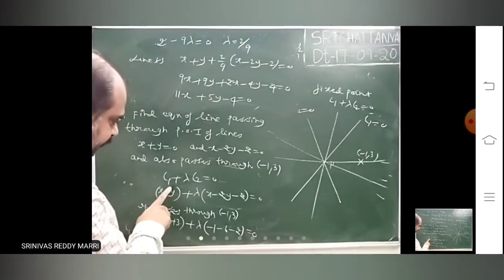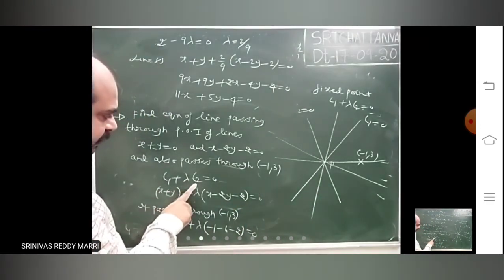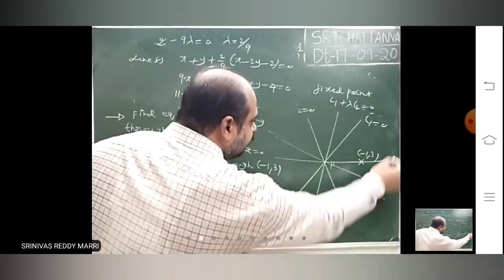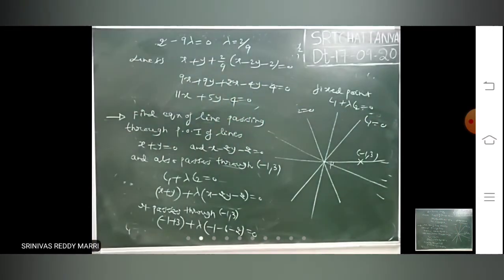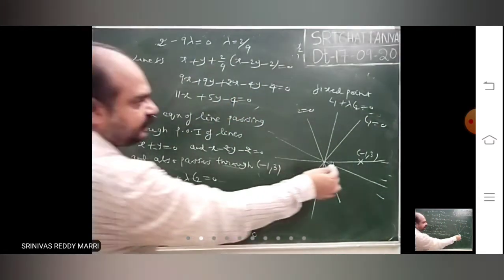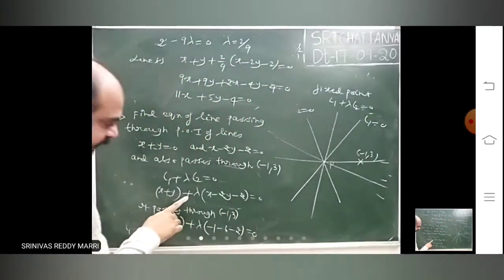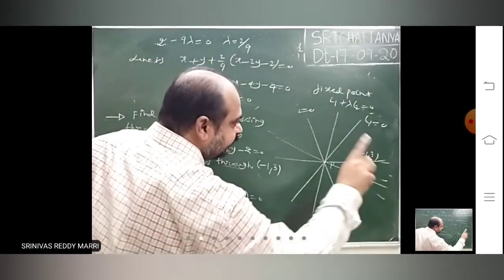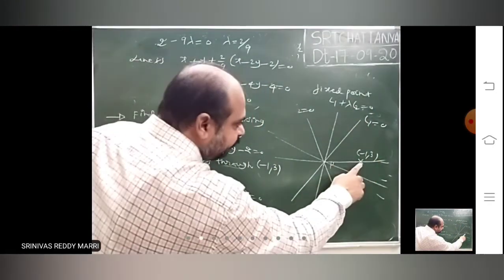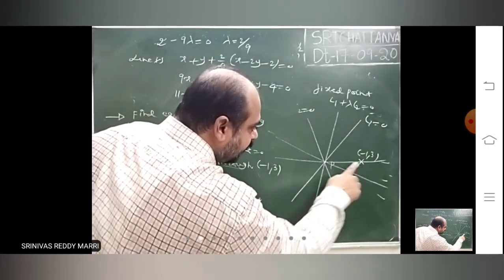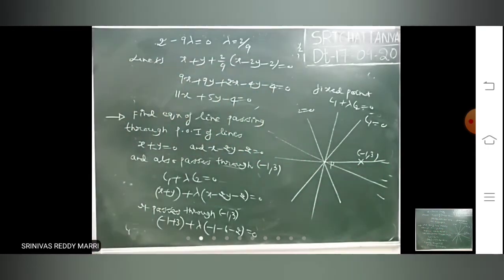That means look at here. Whatever we have written is L1 plus lambda L2 equals 0. All the lines passing through P. These are all the lines, family of lines passing through P we have written. In that family, there will be one particular line which will also pass through minus 1 comma 3. That line you have to find out.